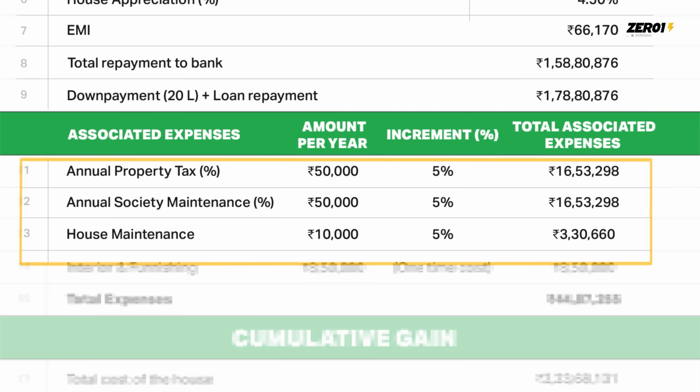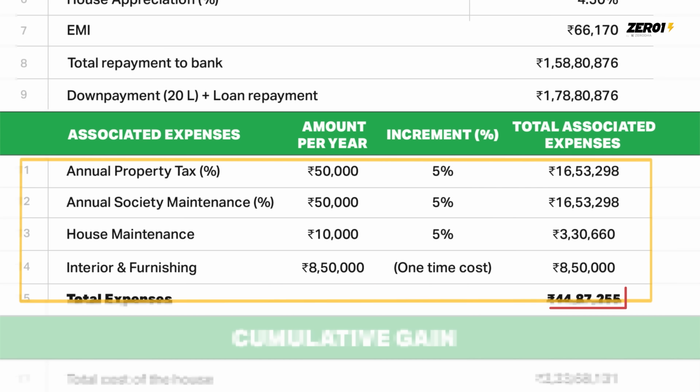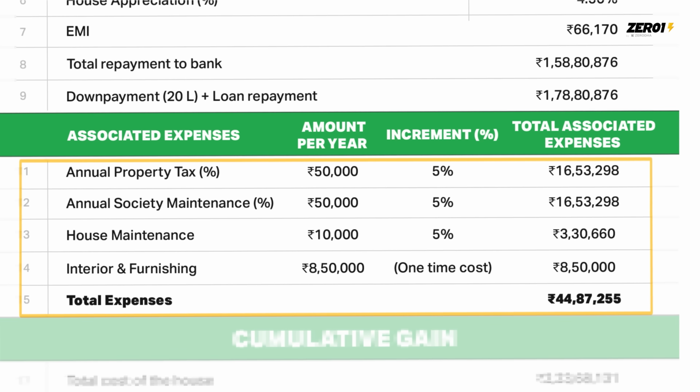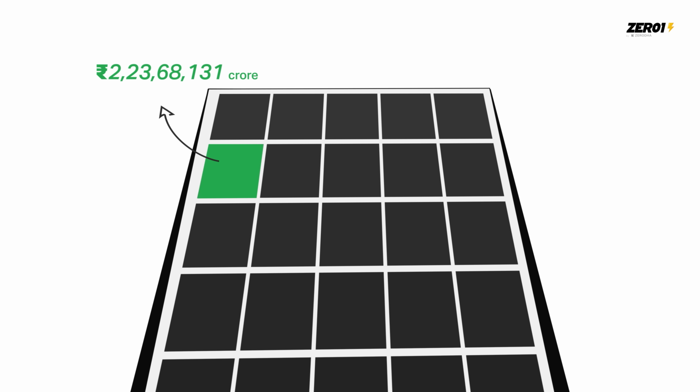I'll also add interior furnishing, which should be about 8.5 lakh rupees. The total now for all that we just did is 44.87 lakhs. And let me add this up together. The total cost of owning the flat is 2.23 crores. But when you cross 2.23 crores, that's when you're breaking even, your first rupee will be made then.